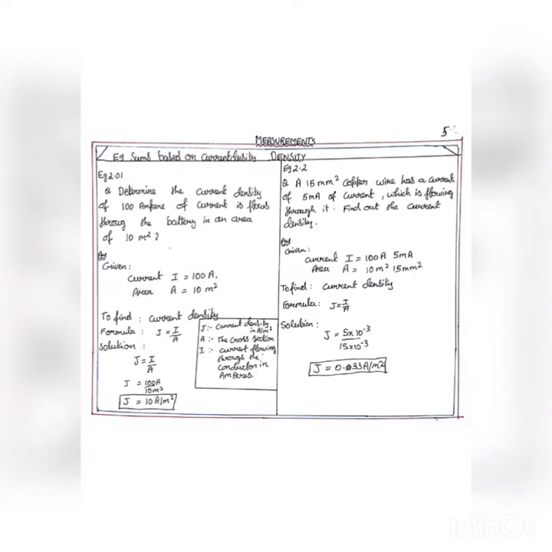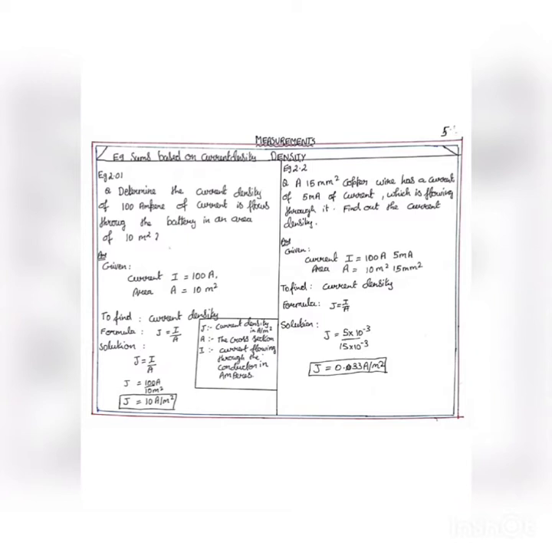Question: determine the current density if 100 ampere of current flows through a battery in an area of 10 meter square. Given current I is equal to 100 A, area is equal to 10 meter square. We have to find current density. Formula: J is equal to I by A. By applying this formula we can get the answer. Here J is the current density in ampere per meter square, A is the cross section, and I is the current flowing through the conductor in amperes.